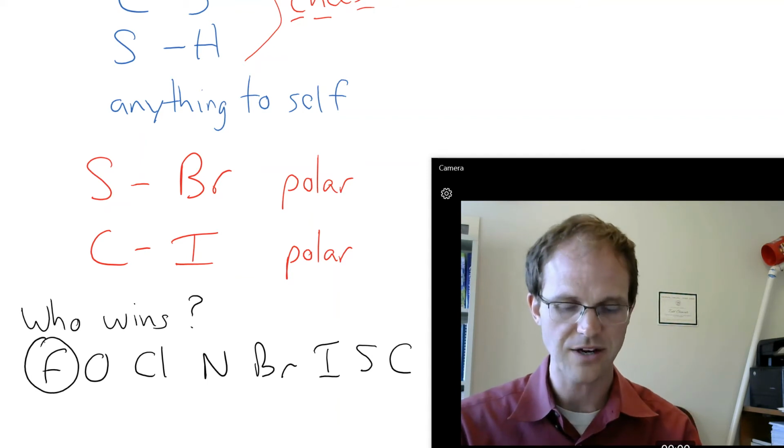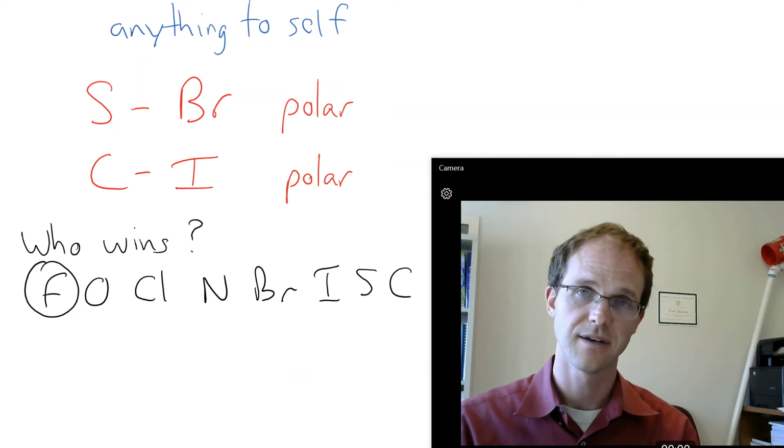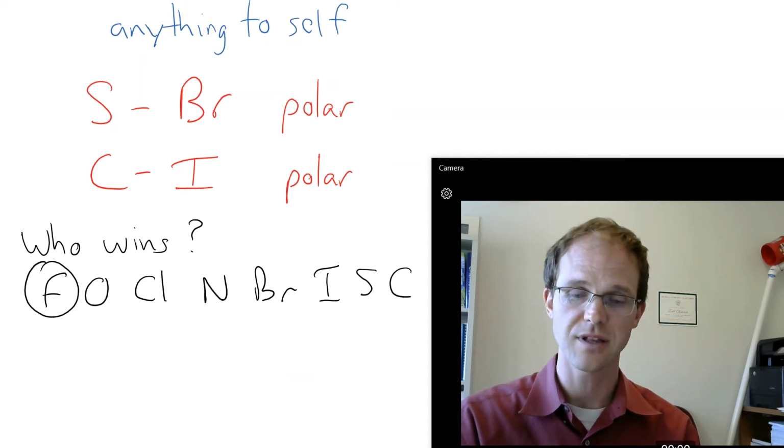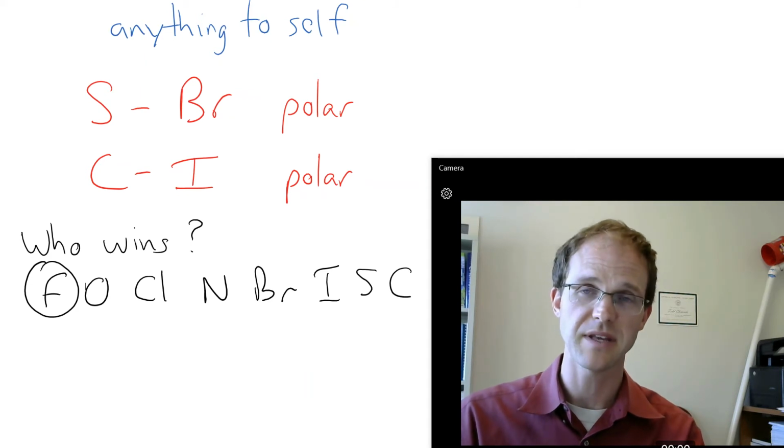Fluorine, most electronegative thing on the table. Anybody who competes with him loses, other than fluorine. And so the closer you are to fluorine, the more likely you are to win. Anybody off the list is beaten by anybody on the list.